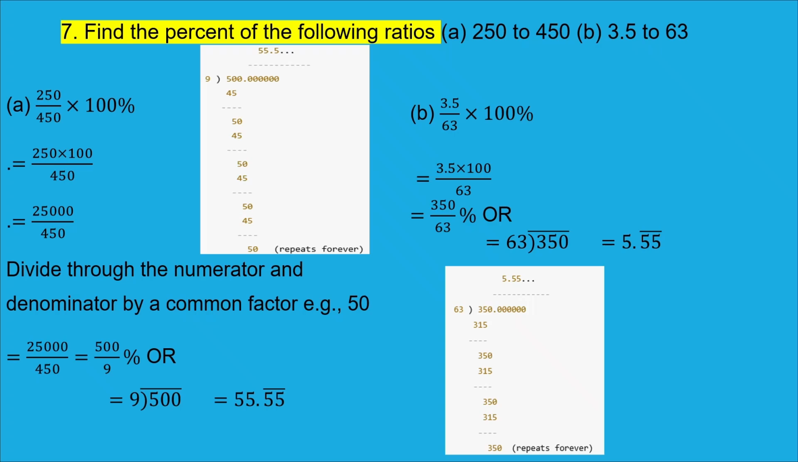Use long division to divide 500 by 9, and use divide, multiply, subtract, bring down repeatedly, and you arrive at 55.55 recurring because the process repeats itself often.